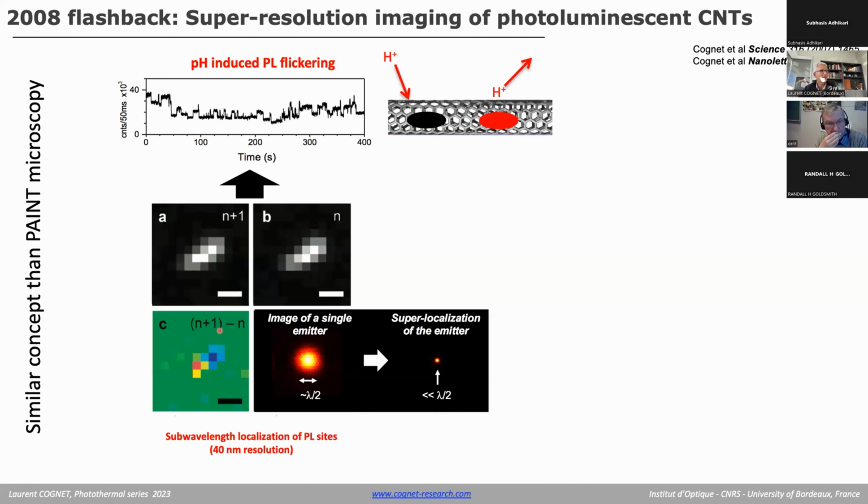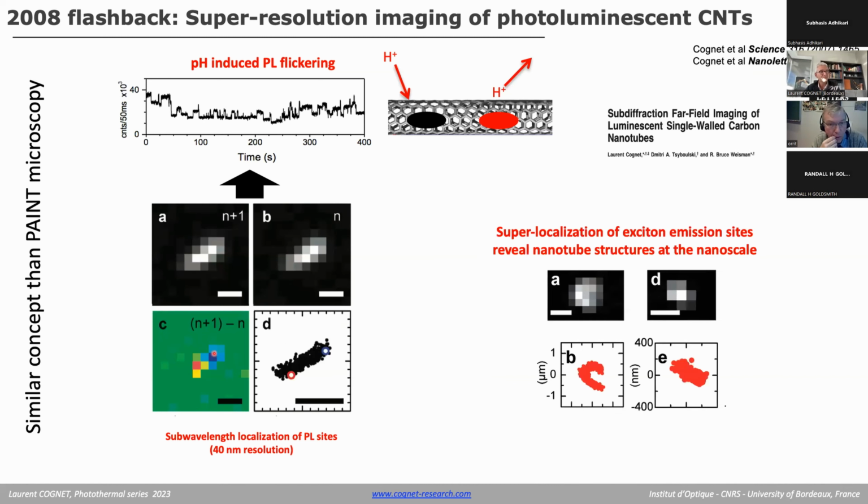And actually what you see is that you can individualize the site of protonation and deprotonation. And by doing that, you can then apply the superlocalization properties to say, okay, now I can superlocalize these positions. And it works very well, and you can make a super localization and super resolution imaging of the carbon nanotube photoluminescence along the nanotube. So these are examples here.